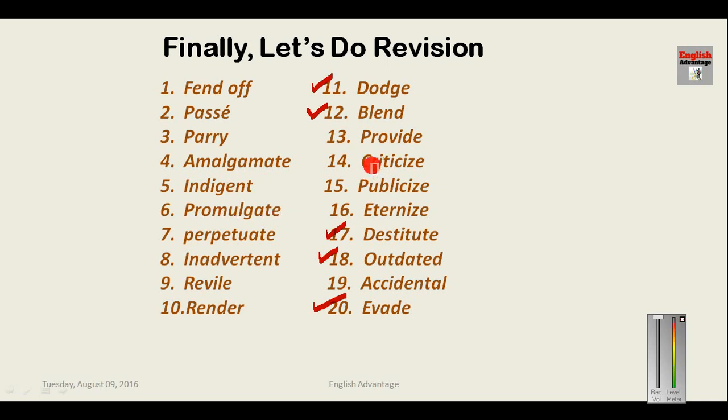Promulgate means publicize. Perpetuate means to make something permanent, or eternize. Inadvertent means something that is done by mistake, or accidental. Revile means to criticize, and render means to provide. Okay. Now let us look at the next part of revision.